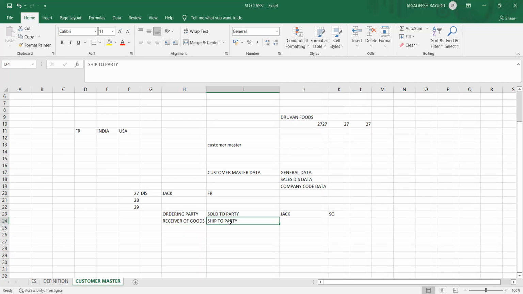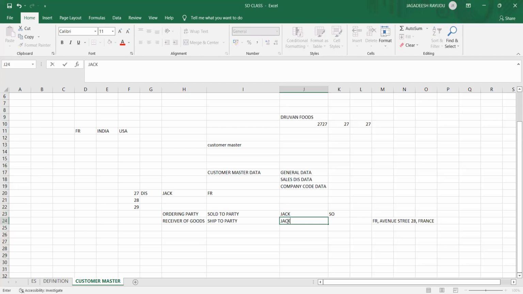The ship to party is, say, he gave an address in France, Avenue Street 28. Some location he has given, and the goods need to be received in some city. If Jack himself is receiving the goods, then he is receiving the delivery. He is the ship to party.